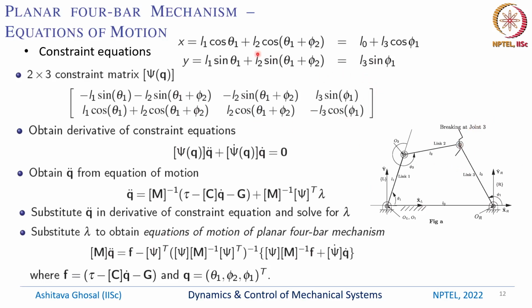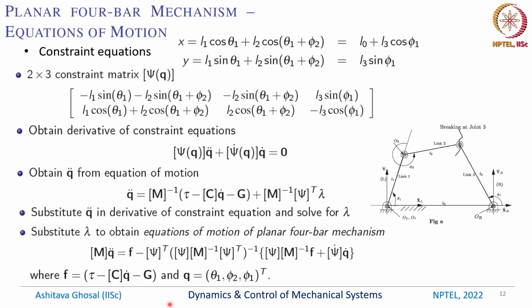And then again, we take the partial derivatives and find the constraint matrix. Then we take the derivative of psi into q dot is equal to 0. We get psi q double dot plus psi dot q dot equal to 0. And then mechanically, very straightforward. It's a lot of effort, but nevertheless, it's a very mechanical way of deriving the equations of motion.